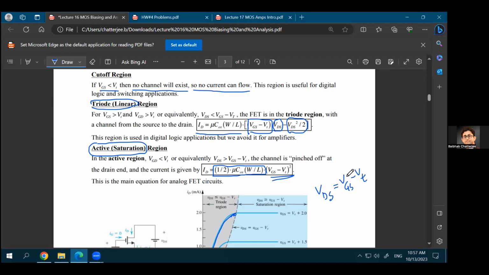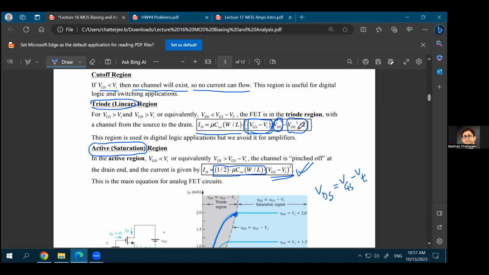When you reach that pinch off point, the exact boundary condition, you'll reach this maximum point when your VDS is equal to VGS minus VT. Now, if you put your VDS equal to VGS minus VT in this equation for the triode, you'll eventually end up with the equation of saturation. So you have a VGS minus VT over here. You multiply that with another VGS minus VT. So you get VGS minus VT whole squared.